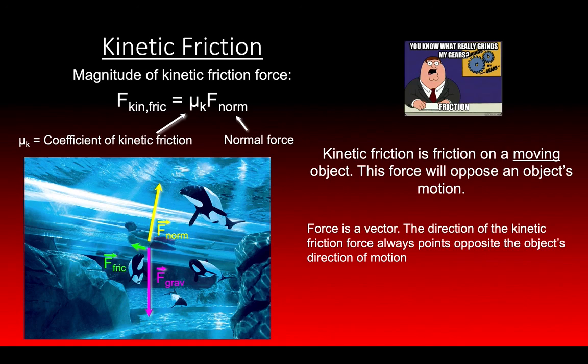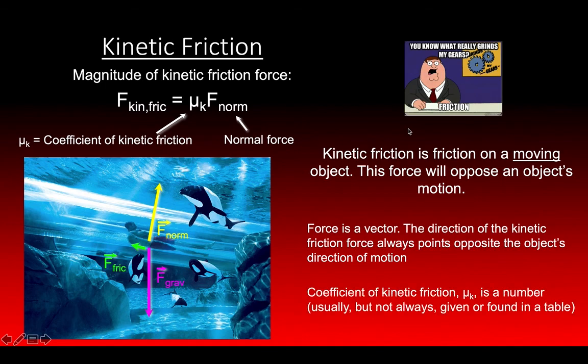So force is a vector. To fully describe the force of kinetic friction, we need both the direction and the magnitude. The magnitude is the product of the normal force times mu k, and the direction is opposite whatever direction the object is moving in. The coefficient of kinetic friction, as I said, is a number. It will almost always be given in a problem, or if you're not explicitly given it, you could look it up in a table. Static friction is very similar to kinetic friction. In terms of the equation, I am just going to make one slight adjustment.